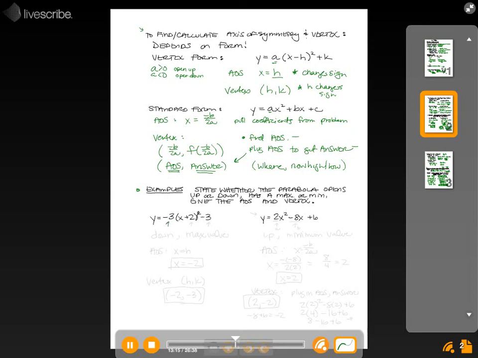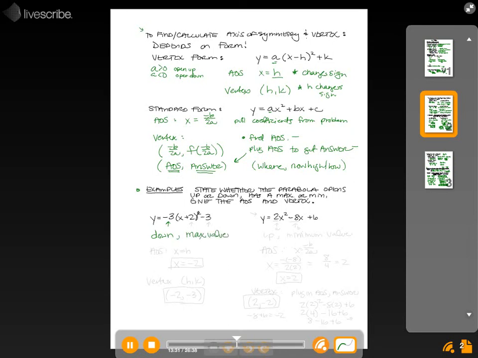We look at the a value. Well, here a is negative, it's negative 3. That tells us the parabola opens down. Remember, if a is less than 0, it opens down. When it opens down, it's going to have a max value. It's going to have a high point.